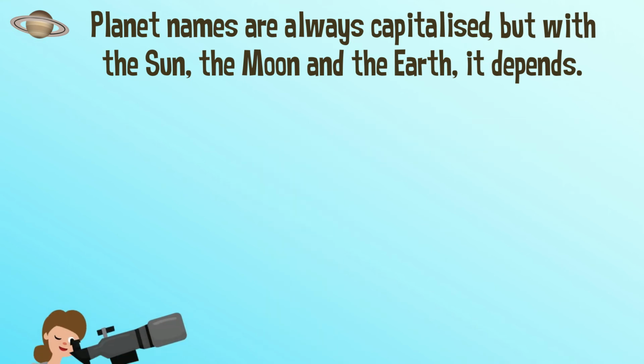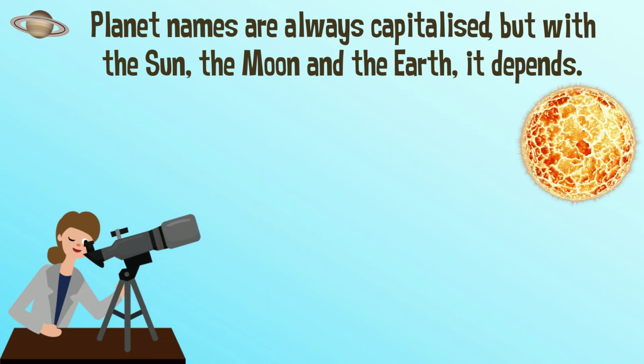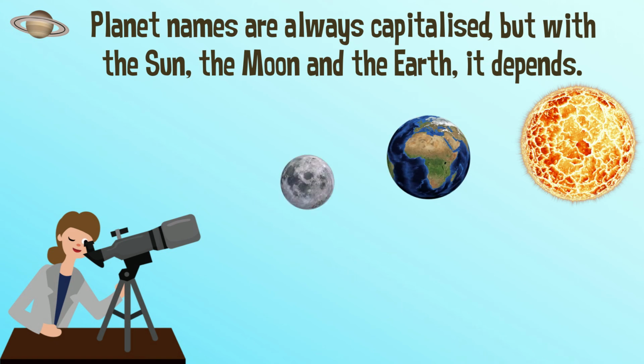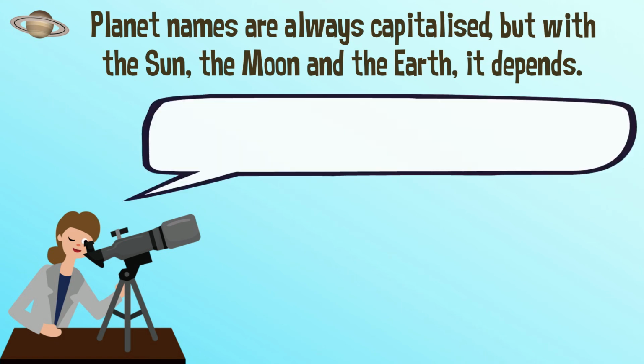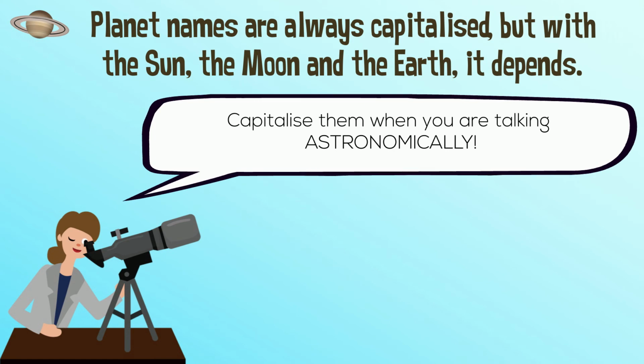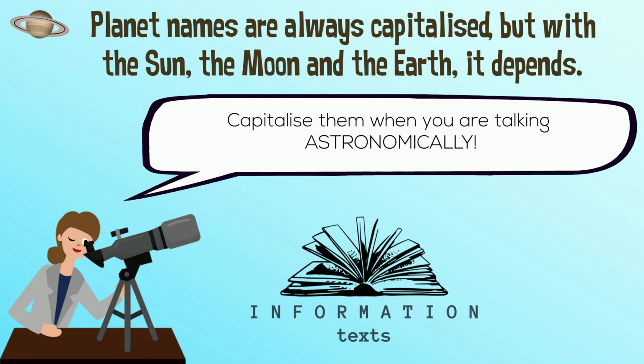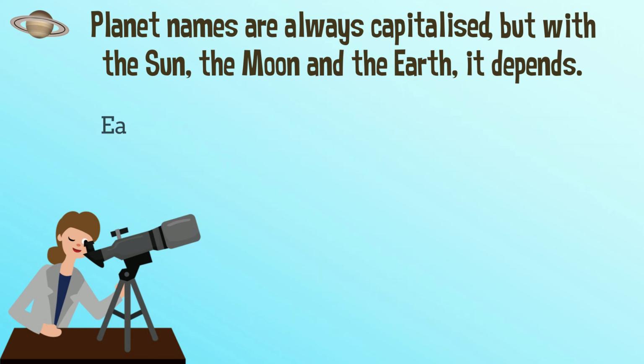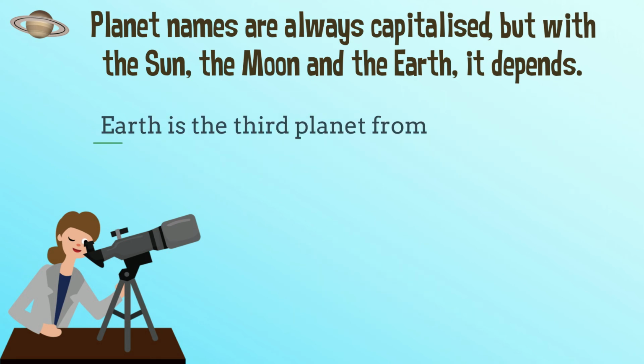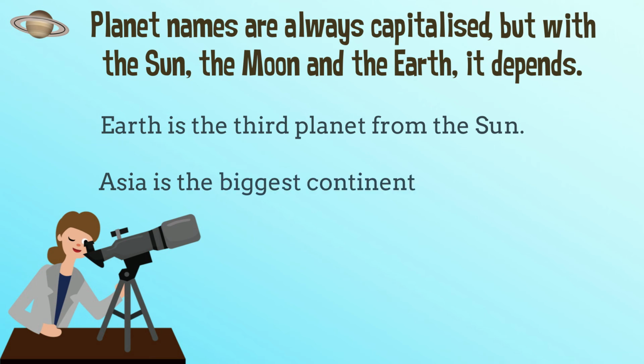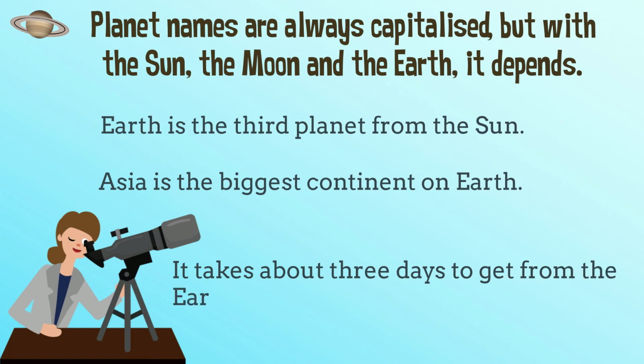A good rule to use, which will help you get it right more times than you get it wrong, is to capitalize them when you are talking astronomically about them. You will mostly do this when you are writing information texts and talk about the sun, the moon, and the earth. Earth is the third planet from the sun. Asia is the biggest continent on Earth. It takes about 3 days to get from the Earth to the moon.